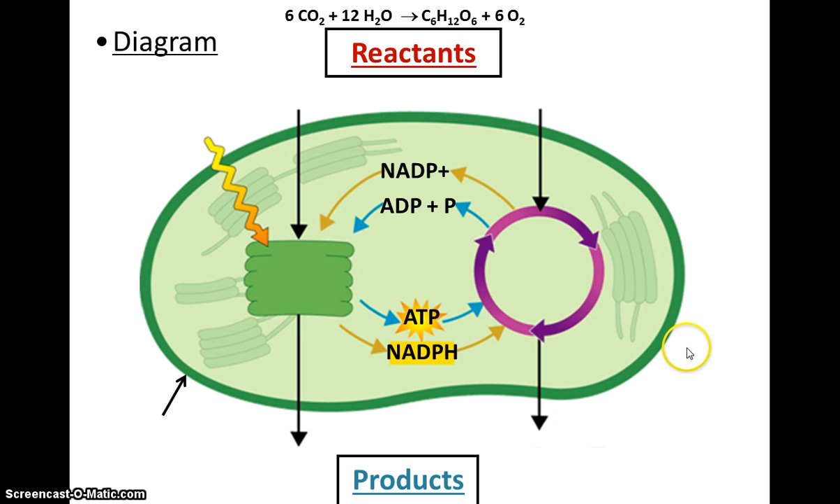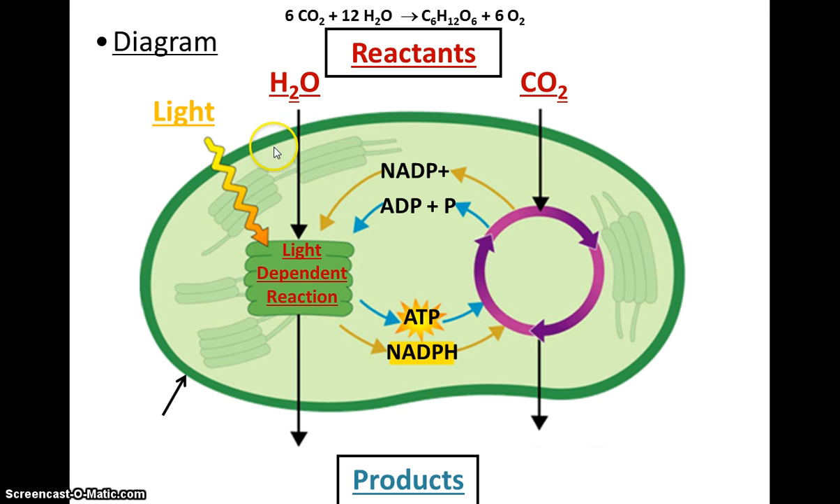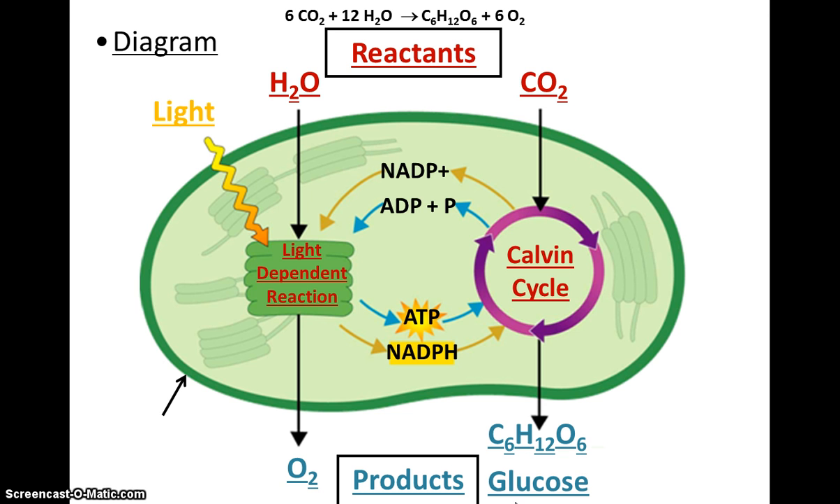So in this diagram right here, I'm just going to give you a little idea of where these things are going to occur. So here's our chloroplast. And light will come in, and this is our little individual thylakoid, so our granum here. And water is going to come in, and CO2 is going to come in over here in a different cycle. But our water is going to come in our light-dependent reaction. CO2 is going to go into our Calvin cycle. Oxygen is going to come out of the light-dependent reaction, and glucose is going to come out of the Calvin cycle.